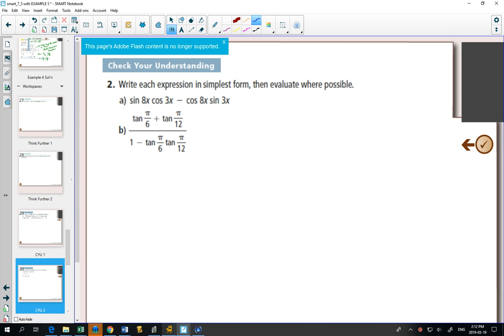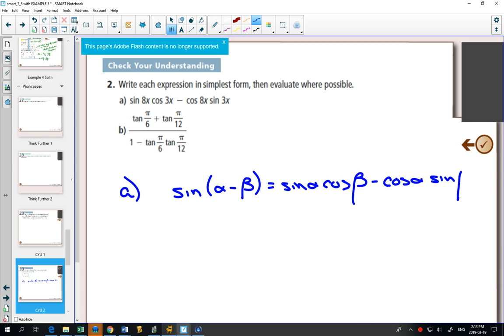We go to our formula sheet and see which one has sine cos minus cosine. Well, on our formula sheet, it has sine alpha minus beta is sine alpha cos beta minus cos alpha sine beta. And so this matches up with this question in that the 8x's are alpha, the 3x's are beta. Can you see that we have sine alpha cos beta minus cos alpha sine beta?